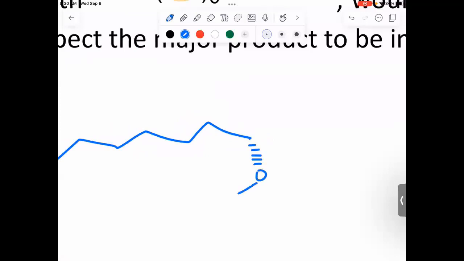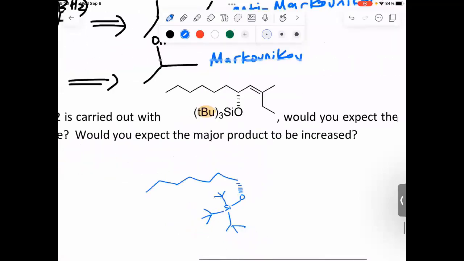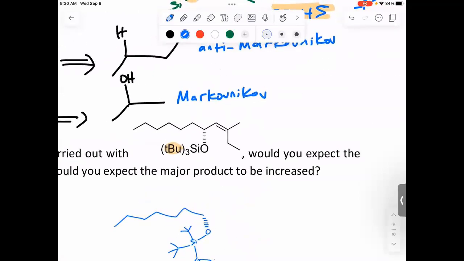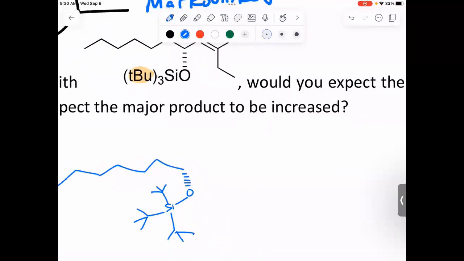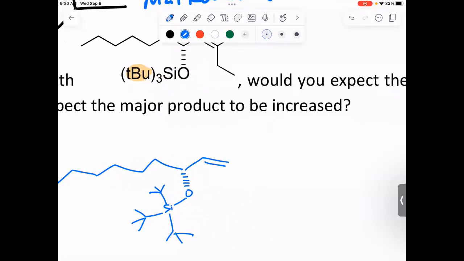So this is O silicon. You will have 3 of these on here. I know it looks like a chicken foot, but it's not. It's 3 carbons attached to a central carbon. It's a very large functional group, very large alkyl group. So this is now my starting material.